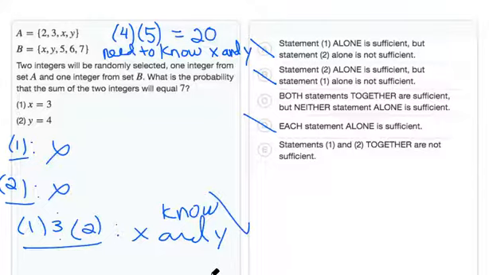Now we don't actually have to go and find that probability, we just need to know that we can find it. So the statements together are sufficient. So that means we can eliminate answer choice E, and the final answer is choice C. Both statements together are sufficient, but neither statement alone is sufficient.